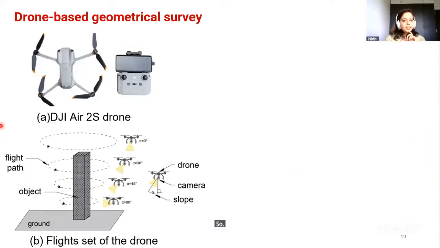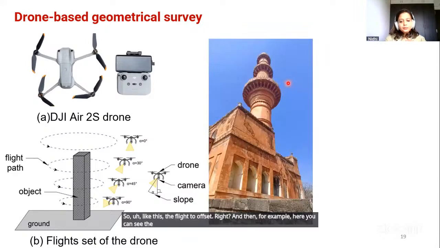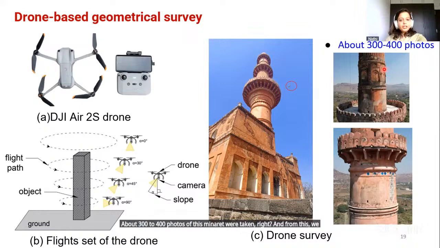First, a DJI Air 2S drone was used. The flight was set like this, and here you can see the drone. From this drone, about 300 to 400 photos of the minaret were taken, and from these we could get the geometry of the structure.